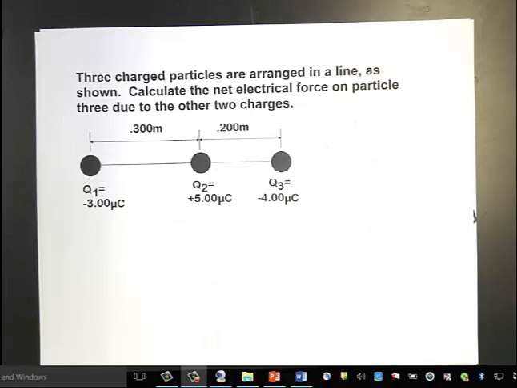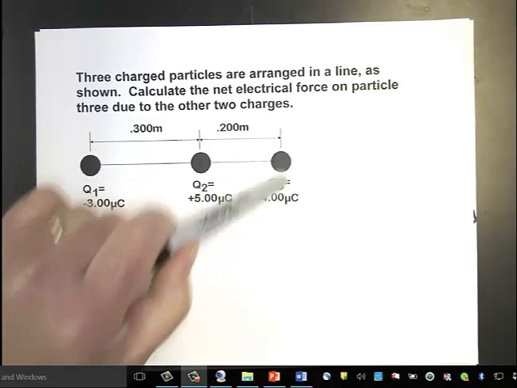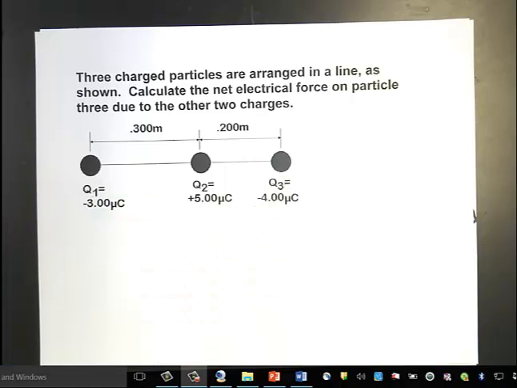Okay, example 3. 3 charged particles are arranged in a line as shown. Calculate the net electrical force on particle 3 due to the other 2 charges. This first guy has a negative charge of 3 microcoulombs. This guy a positive charge of 5 microcoulombs. This guy a negative charge of 4 microcoulombs.